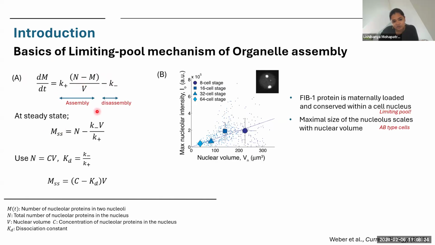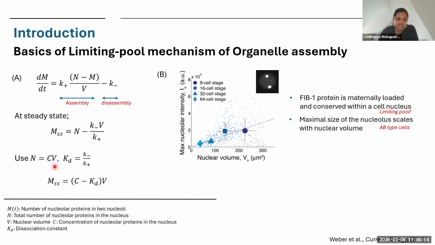At steady state, if you assume a constant rate of disassembly, we can see that the steady state size of that structure is going to depend on the number of monomers that you have in the system, the volume, and the assembly and the disassembly parameter. Now, if I wanted to connect it to the nucleolus problem, I'm going to do a couple of substitutions. I'm going to say that there's a constant concentration, so I can write N is equal to CV, and then I can write a dissociation constant, which is the ratio of your disassembly to your assembly rate.